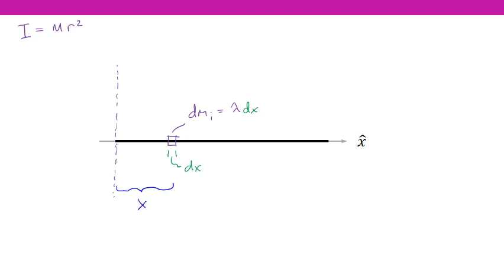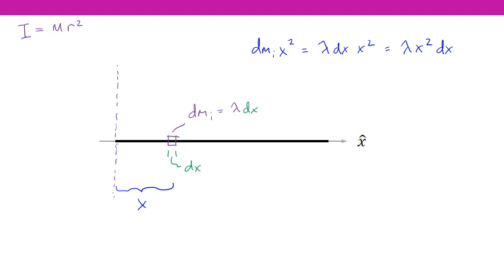So now I can take what I know about a point mass and use it instead to talk about the moment of inertia of a continuous object. I just have to take all my little point masses and put them together. I'm going to take my little differential mass times its distance from the axis squared, which is, of course, lambda dx times x squared, or in other words, this is lambda x squared dx.